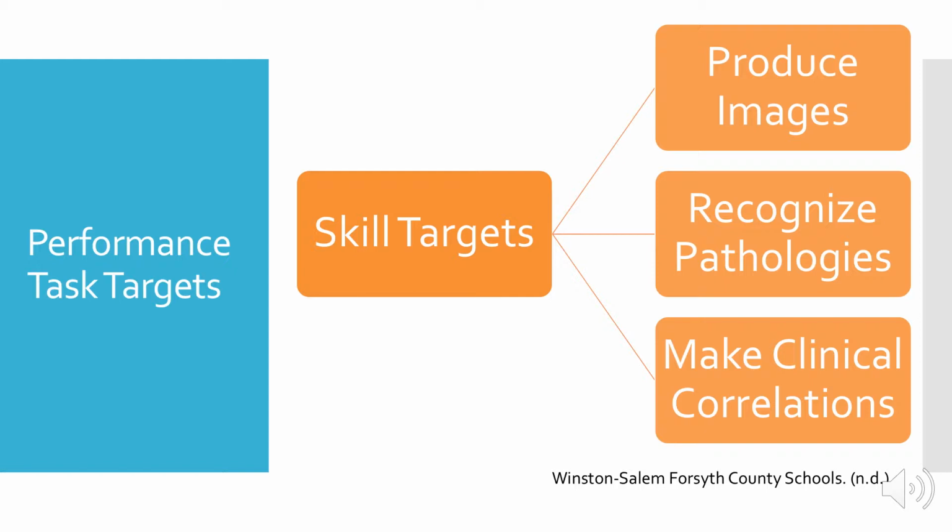The skill targets define how the student uses their reasoning and knowledge to then act skillfully. The skill targets for this final are that students will first proficiently and accurately produce sonographic images of the liver, pancreas, gallbladder, kidneys, and spleen. Second, they'll be able to recognize common pathologies within sonographic images of abdominal organs. And third, they'll be able to clinically correlate patient signs and symptoms to sonographic findings.